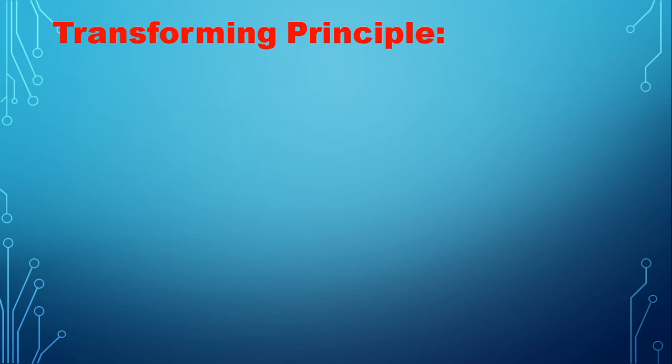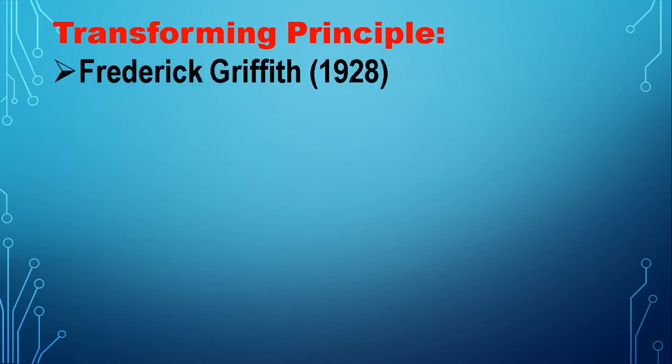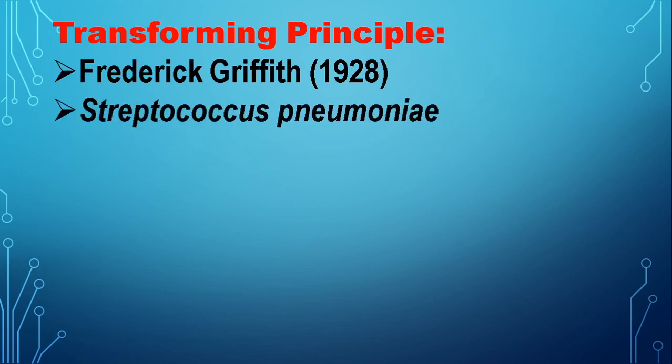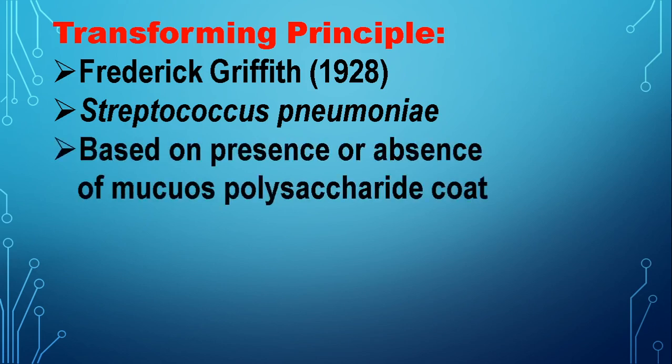Transforming principle, the experiment conducted by Frederick Griffith on mice. Mice which were infected with pneumonia caused by Streptococcus pneumoniae, the bacterial strain. So Frederick Griffith conducted this experiment in 1928 with the strain of bacteria Streptococcus pneumoniae.